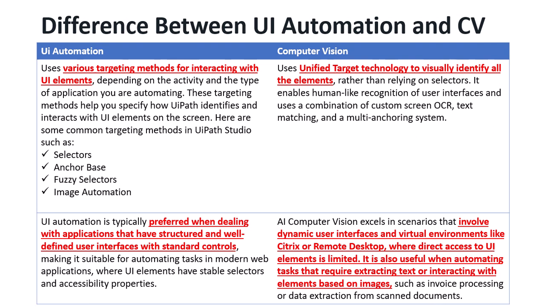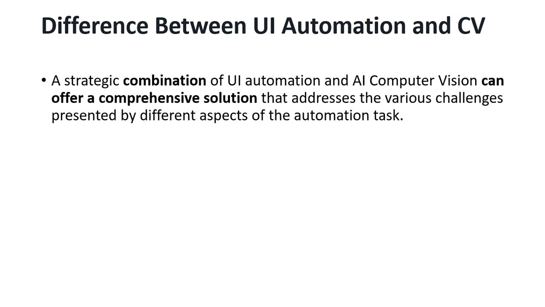So this last topic clearly differentiates when to use UI automation and when to use computer vision type of automation. So what is our moral of the story? A combination of UI automation and AI computer vision can offer a comprehensive solution to address various challenges. In a real scenario, both are equally useful, and whatever is applicable and easy to identify for your scenario, you can use it.